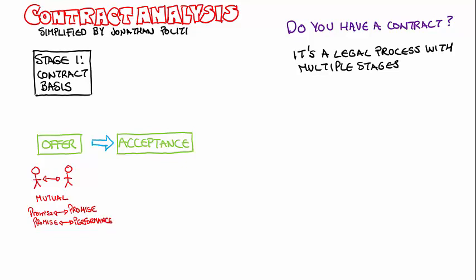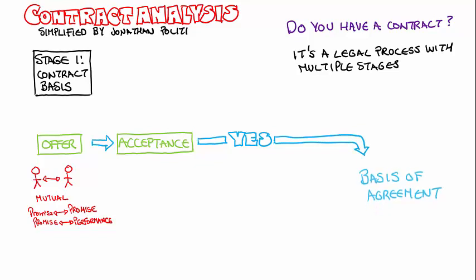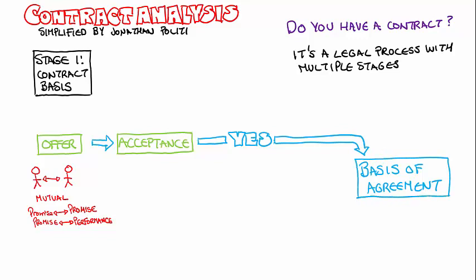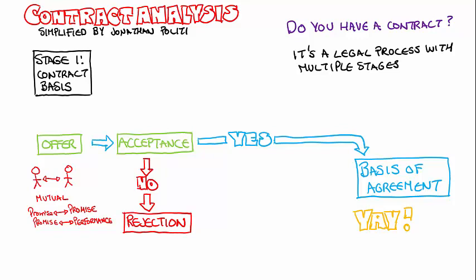Alright. So it could be that simple to get to the basis of a contract. You get the offer, you get acceptance, they agree and say yes, and that gets you to the basis of agreement. If that's the case, great. Yay, you've got a basis for a contract. Or maybe they say no. So saying no is a rejection of the offer. Flat out, that means there's no contract. If that's the case, you end the analysis right here and you are done.